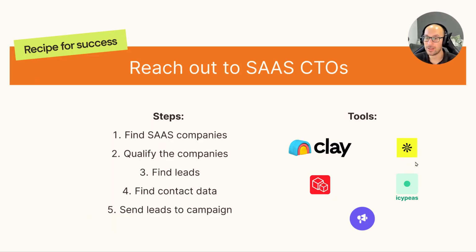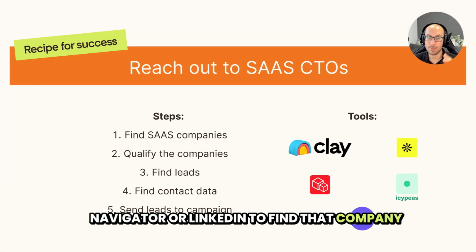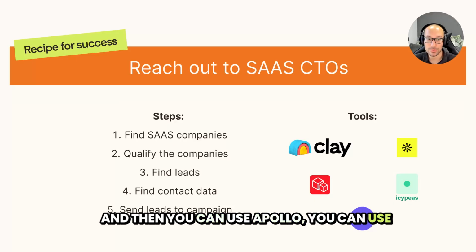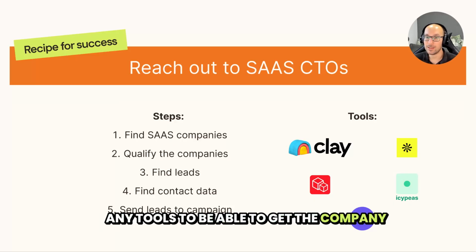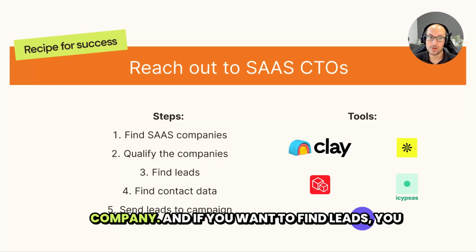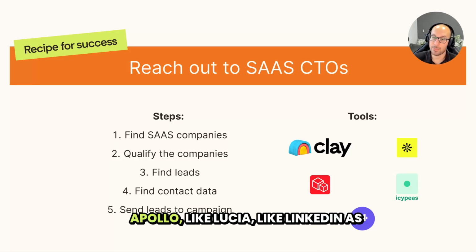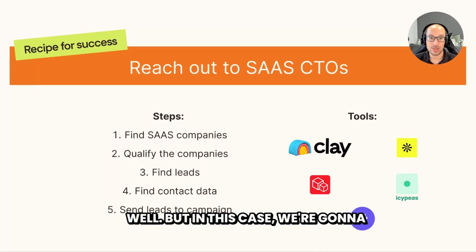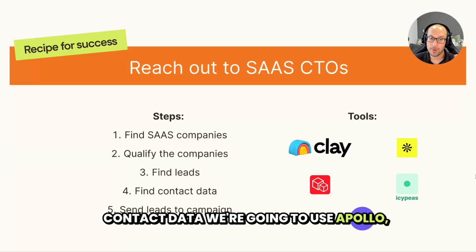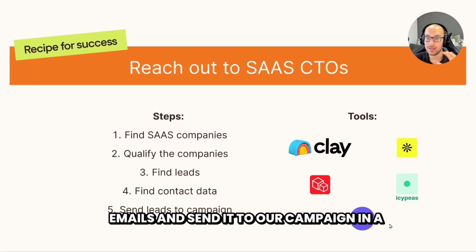So in order to do that, you need probably Apollo to find the company data, or you can use Sales Navigator or LinkedIn to find that company data. And then you can use Apollo, or any tools, to get the company revenue, the company funding rounds data, and so on, so you can qualify the company. And if you want to find leads, you will use many tools like Apollo, like Aluisha, like LinkedIn as well. But in this case, we're going to use Clay for that. And in order to find the contact data, we're going to use Apollo, Prospero, ICPs to find those emails and send them toward a campaign in Smartly.